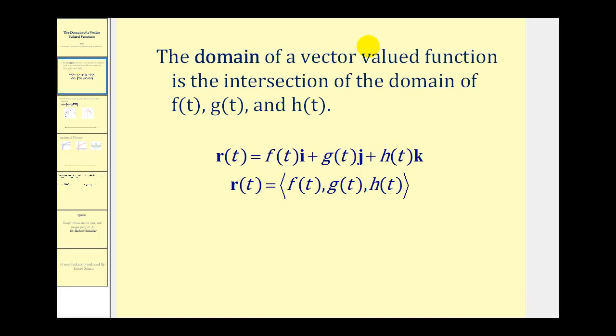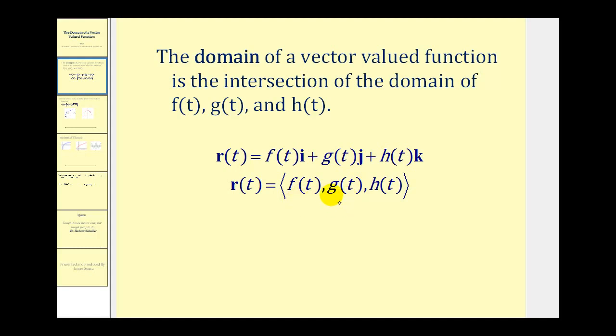The domain of a vector-valued function is the intersection of the domains of f of t, g of t, and h of t when the vector is expressed as a sum of the unit vectors i, j, k, or as we see here, expressed in component form. Of course, if the vector-valued function only has two components, the x component and the y component, we'll only be looking for the intersection of f of t and g of t.